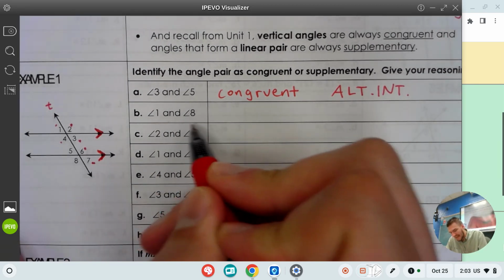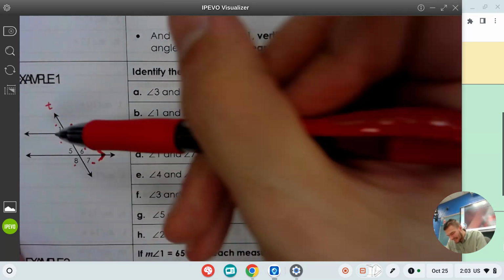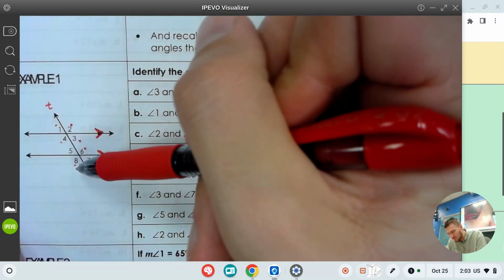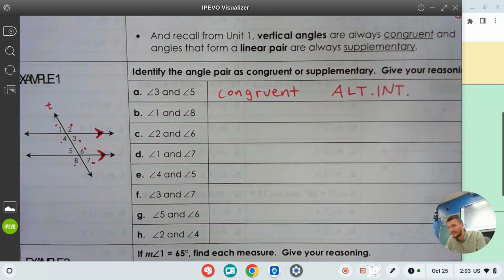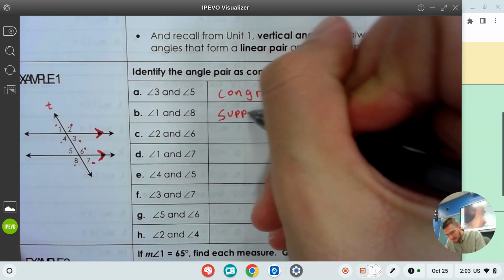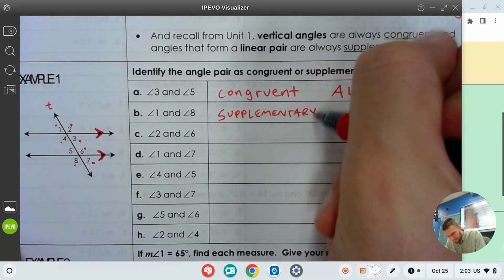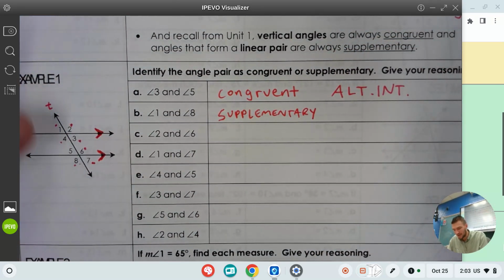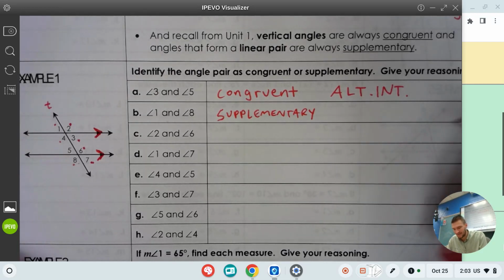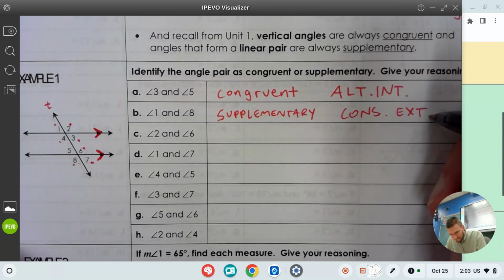Awesome. 1 and 8. There's my 1. There's my 8. I see that these are consecutive. I see that 1 is acute and 8 is obtuse. That means they can't be congruent. So we have to have supplementary. And how do these relate to each other? They look like consecutive exteriors.